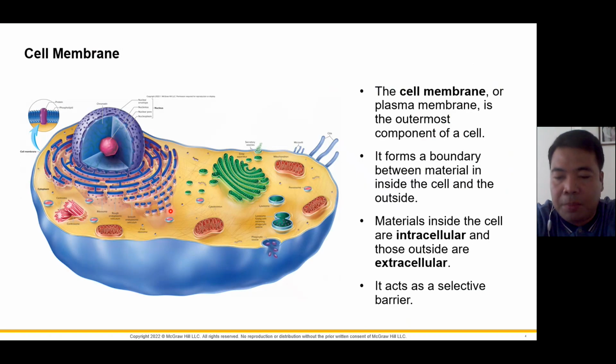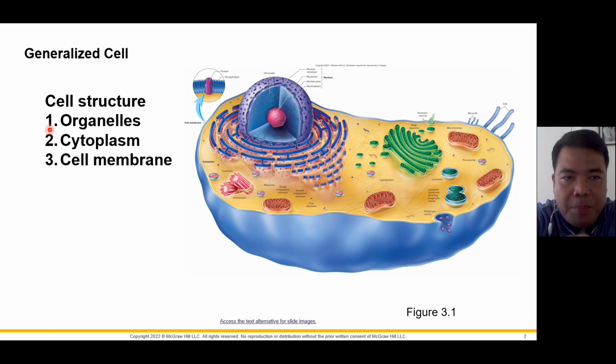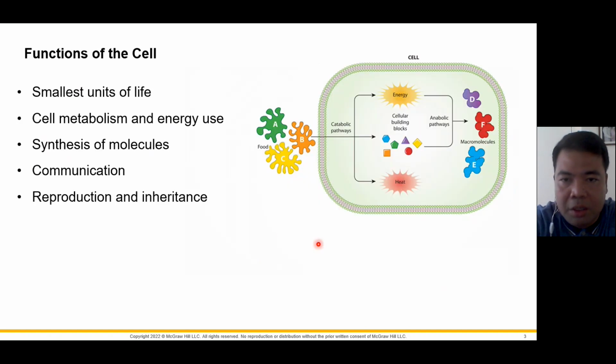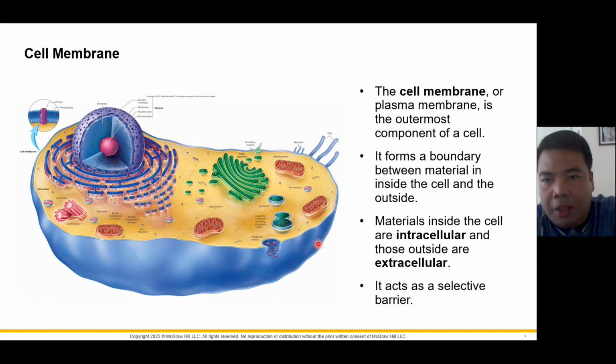Okay, so let's take up these three basic structures inside the cell, and let's start with the cell membrane. Let's discuss what the cell membrane looks like. We said the cell membrane is the outer envelope of the cell, which acts as a selective barrier between the inside, or the intracellular space, and the extracellular space. The cell membrane is also known as the plasma membrane, and it is the outermost component of the cell. It forms a boundary between the material inside the cell and the outside of the cell.